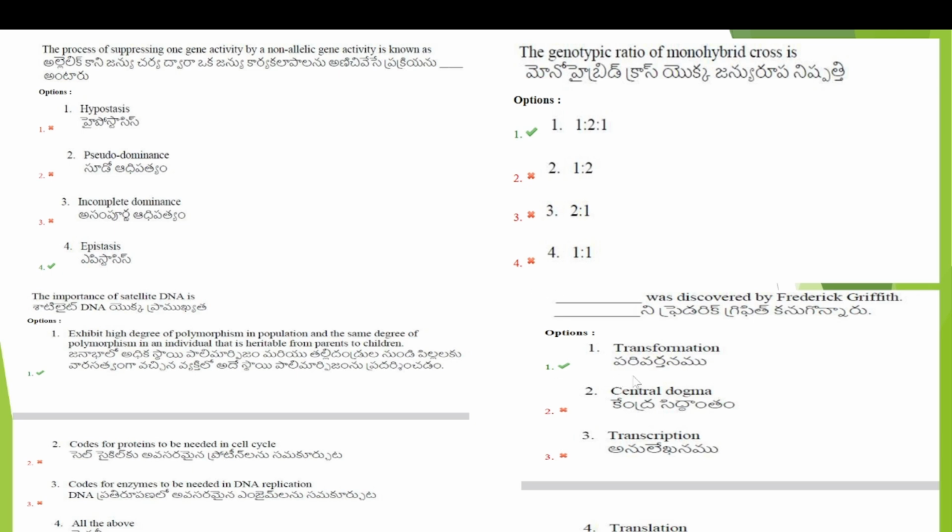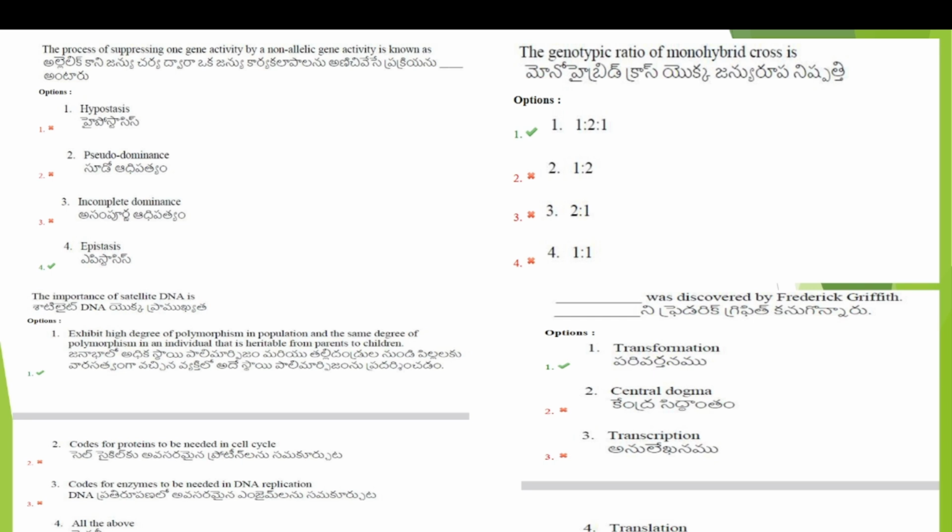The central dogma was discovered by Watson and Crick. Transcription is the process of production of RNA from DNA. Any type of RNA produced from DNA is known as transcription. Translation is the production of protein from mRNA. Not all types of RNA produce protein. Only mRNA gives protein. So mRNA being decoded into protein is known as translation.